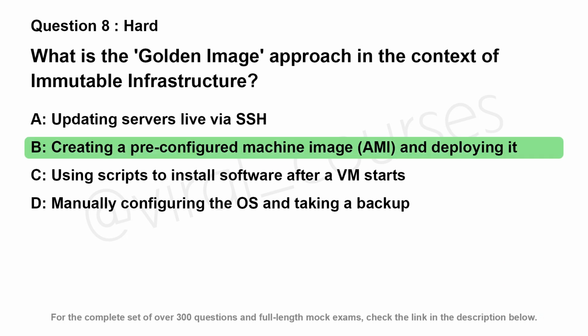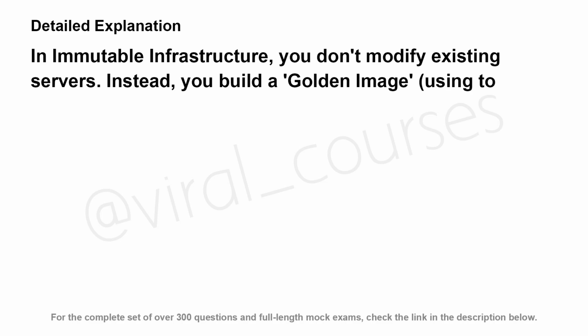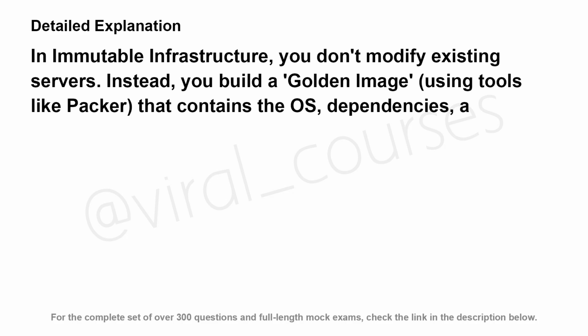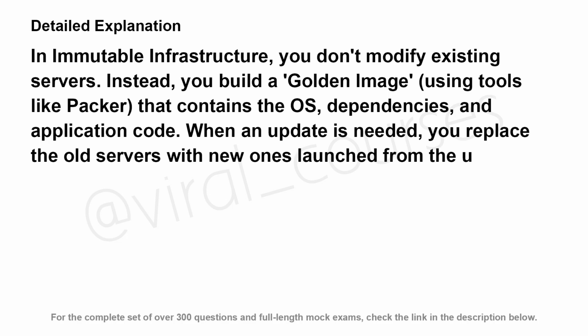The correct answer is B. In immutable infrastructure, you don't modify existing servers. Instead, you build a golden image using tools like Packer that contains the OS, dependencies, and application code. When an update is needed, you replace the old servers with new ones launched from the updated image.